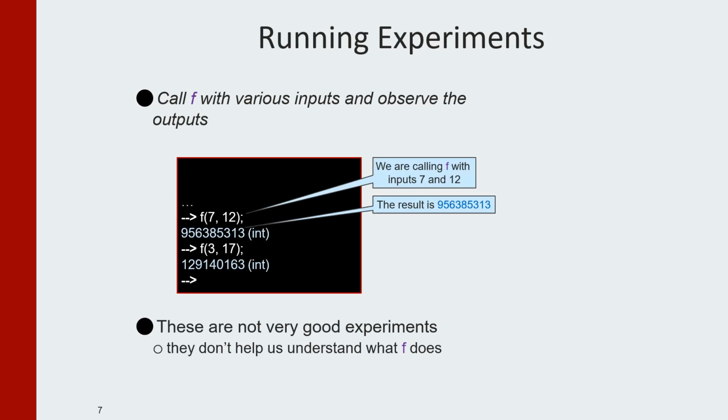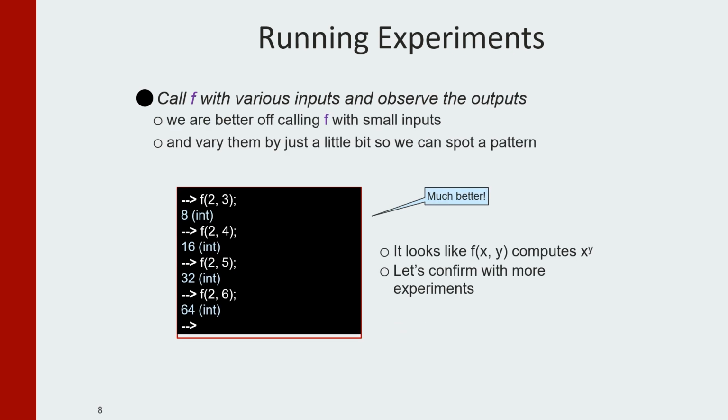Okay, well, I'm just going to do f of 7 and 12 because it takes two ints. It looks like we have a long number as our output, and I guess it's of type int, but that's not really very helpful for us as human beings. So instead, maybe let's call f with smaller inputs and figure out what the answers are.